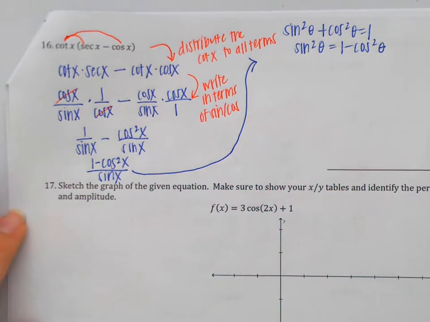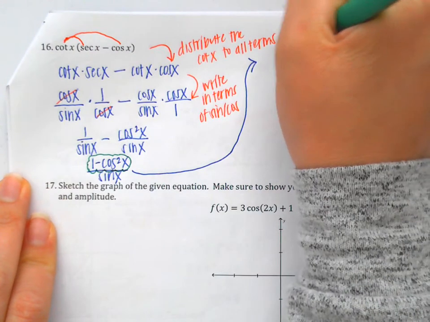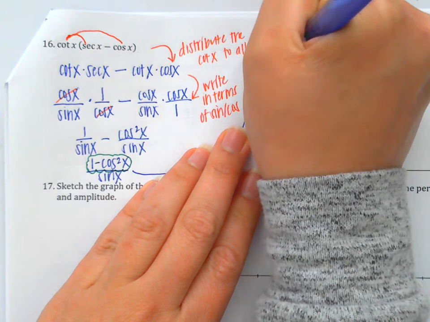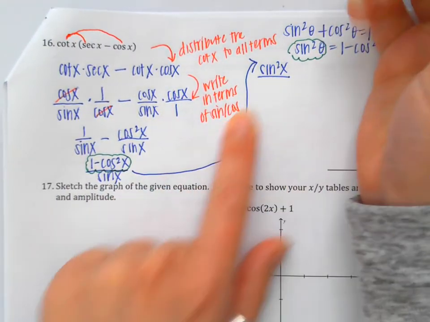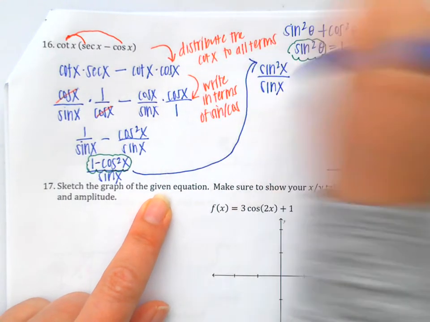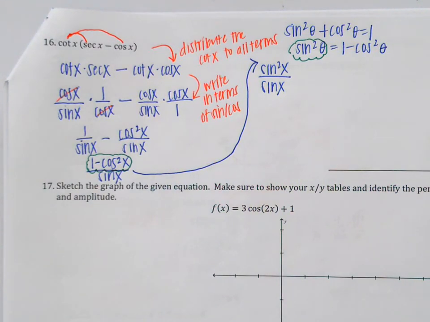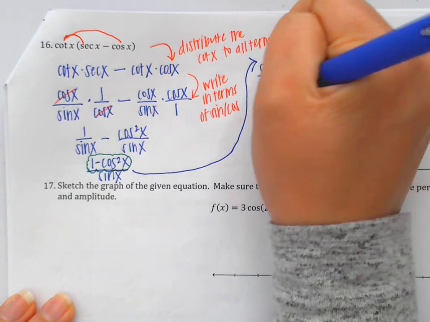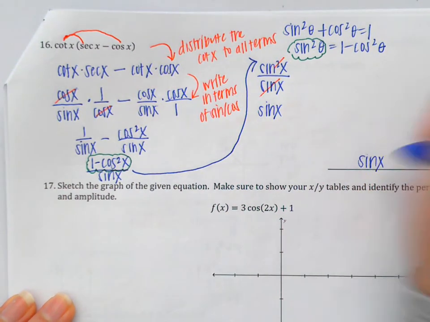And so I can use substitution here. If 1 minus cosine squared x is equal to sine squared x, I can rewrite that. So instead of writing 1 minus cosine squared x, I write sine squared x and then over sine x. And then what happens is it's now like x squared over x. So this one can cancel and this one can cancel. And in reality, I'm just left with sine x. And that's my final one.